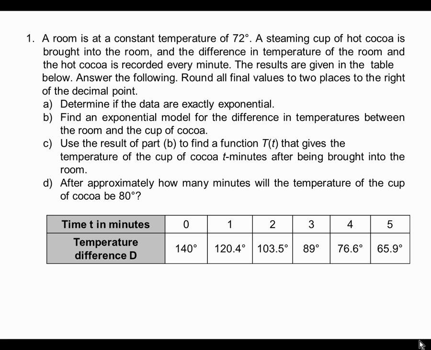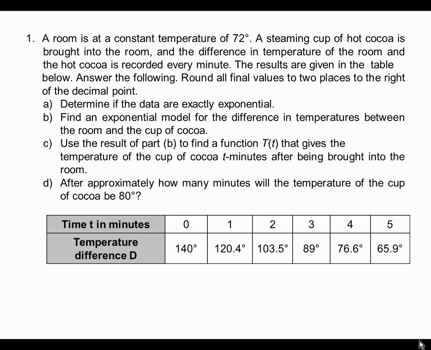So, some examples. Number 1 says, a room is at a constant temperature of 72 degrees. A steaming cup of hot cocoa is brought into the room, and the difference in temperature of the room and the hot cocoa is recorded every minute. The results are given in the table below. Answer the following. Round all final values to 2 places to the right of the decimal point.